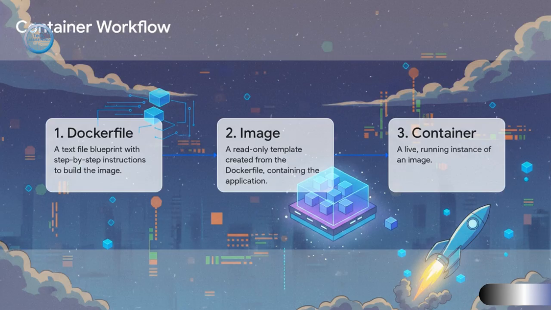You run the Docker build command on this file, and that creates an image, which is a read-only static template. That's the recipe. Then when you run Docker run, you create a live running container from that image. That's the actual cake. And what's so amazing is that you can spin up hundreds or even thousands of identical, perfect containers from that one single image.